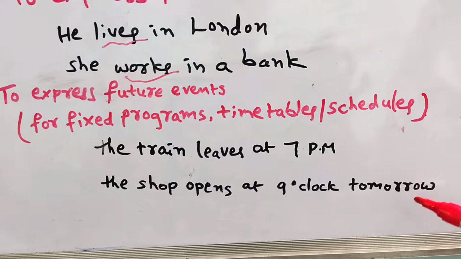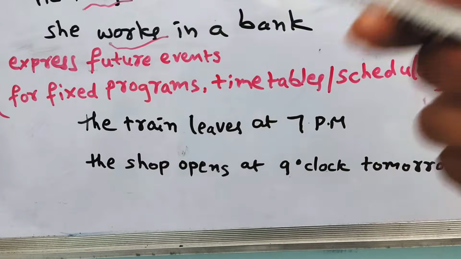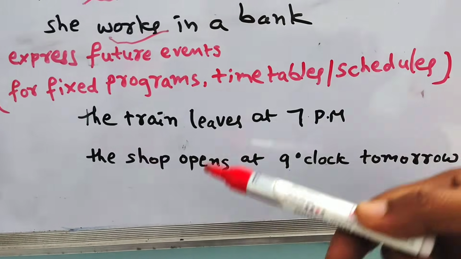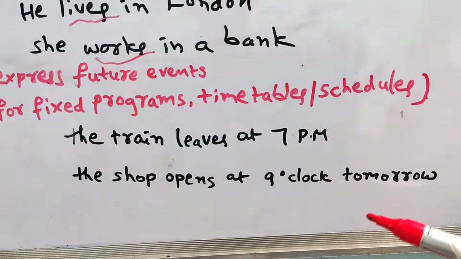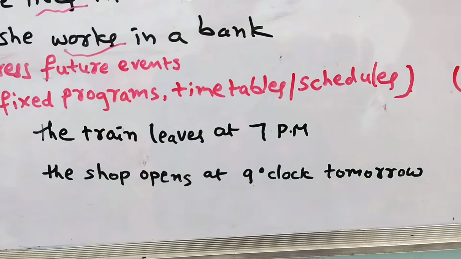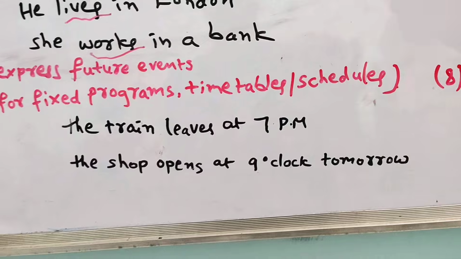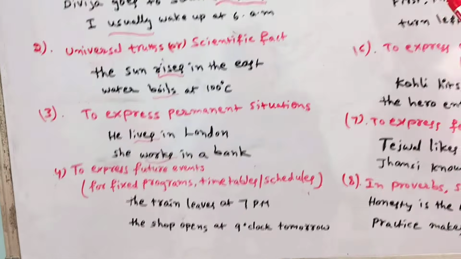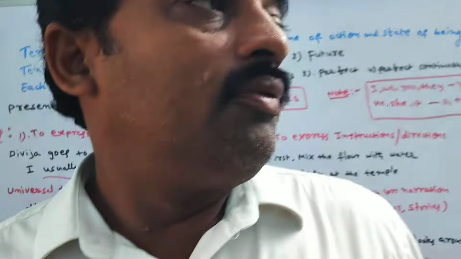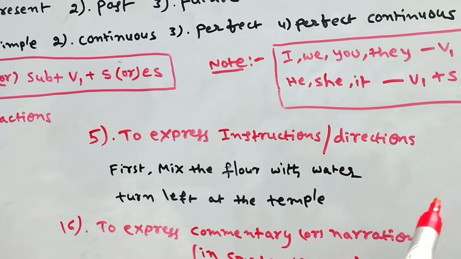Even though it happens in the future, we write in simple present tense because the reason is it's a schedule. It is a fixed program. Okay, so that's why, actually it happens in the future, but here we write it as simple present tense. The reason is it is a fixed thing. Okay, so this is about expressing future events like fixed programs, timetables, and schedules. And next, come to here.